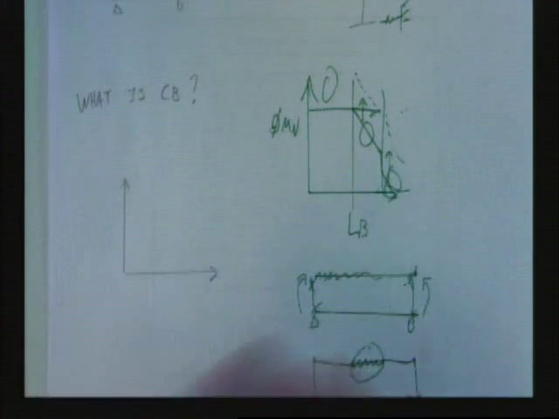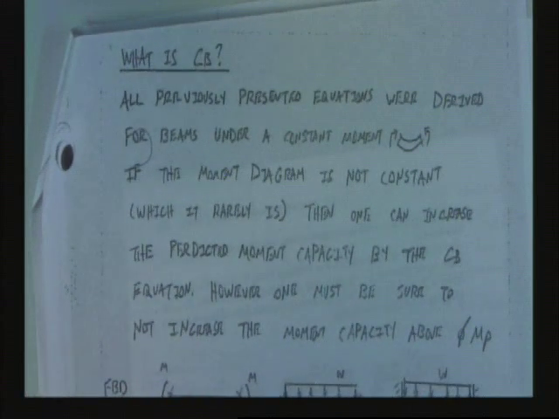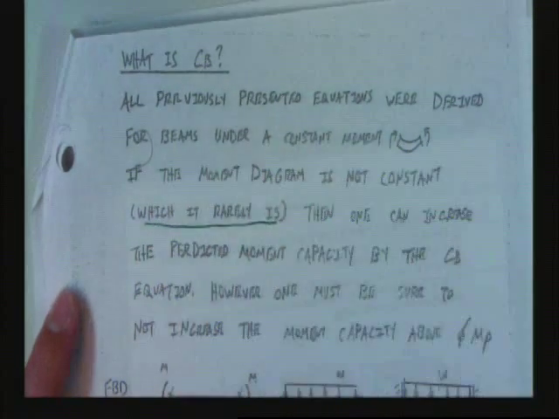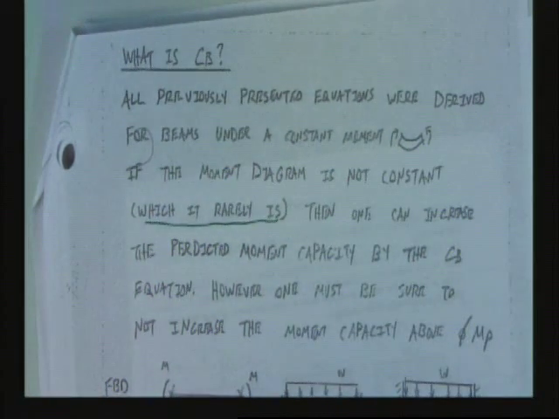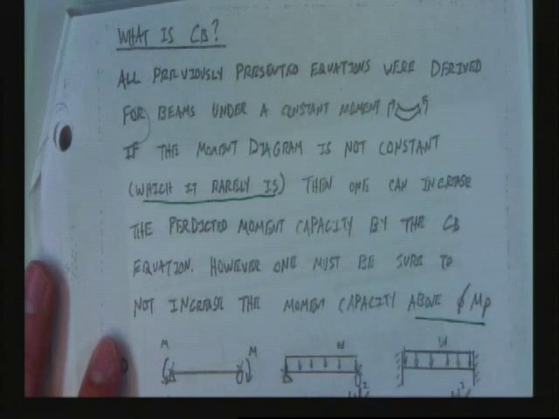Okay, now let's turn to this sheet about what is C_b. All previously presented equations were derived for a beam under a constant moment. All those lateral torsional buckling equations were derived for a constant moment. If the moment diagram is not constant, which it rarely is, then one can increase the predicted moment capacity by the C_b equation. However, one must be sure to not increase the moment capacity above phi M_p.